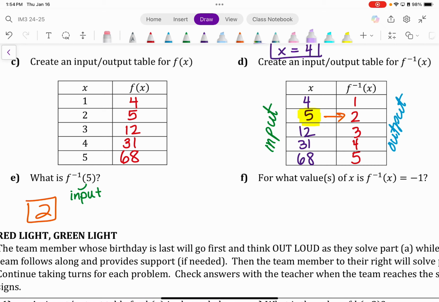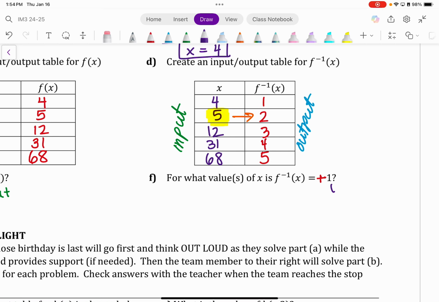Next question, for what values of x is f inverse of x equal to -1? This is a typo. Change that -1 to a +1. And now let me ask you the following. Is +1, this value that I give you, is it an input or is it an output? Good, it's an output. So this is an output. So you're going to look for a positive 1, not on the input side, but on the output side of the table. Where do we see 1? Right here, right? 1 is right there. The number associated with 1 is 4. So your solution is x equals 4. All right? Okay.